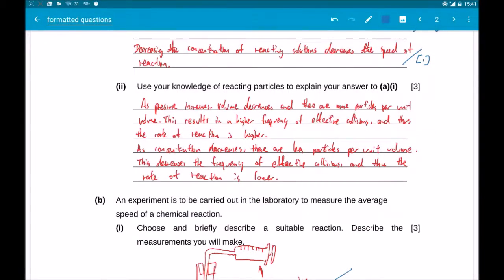3 marks are being given for part 2. So the first mark will be to state that when the pressure increases, the volume decreases, and more particles per unit volume. So this will be 1 mark. More particles per unit volume will give us 1 mark. The second mark will go to the higher frequency of effective collision and thus a higher reaction rate. This will give us the second mark. And the third mark will be for the decrease in concentration. There will be less particles per unit volume. So this will be the third mark.